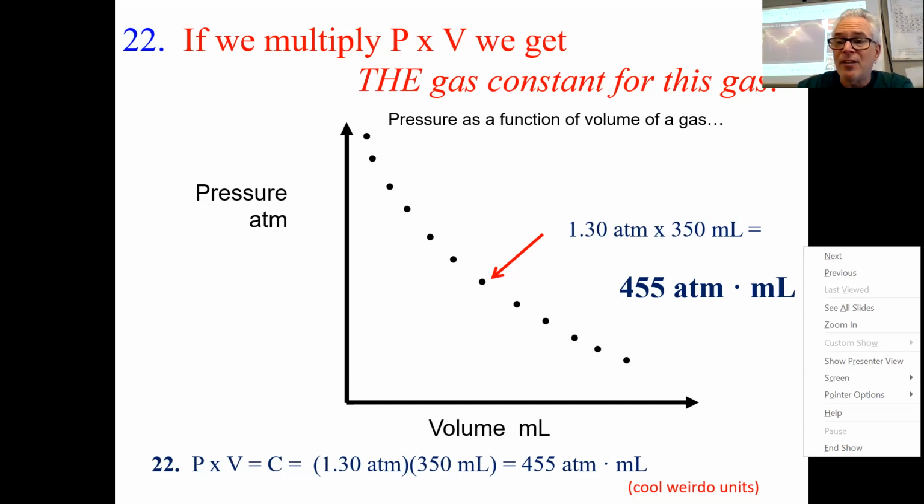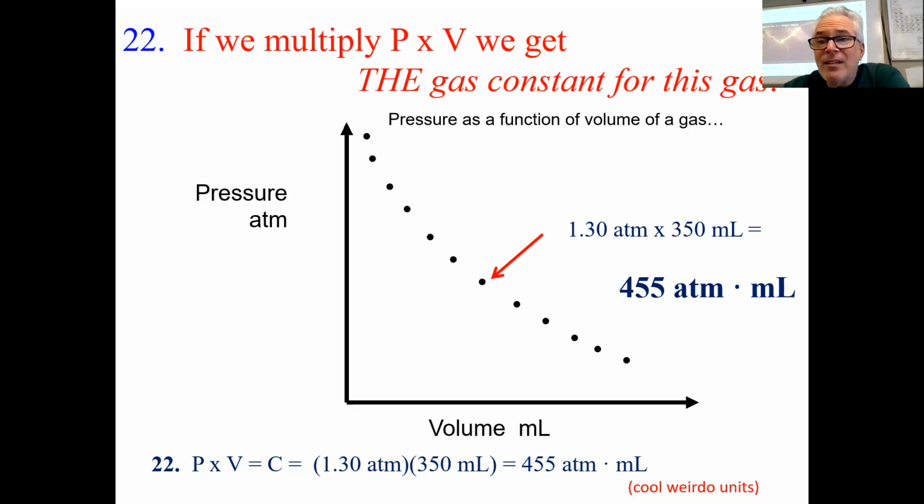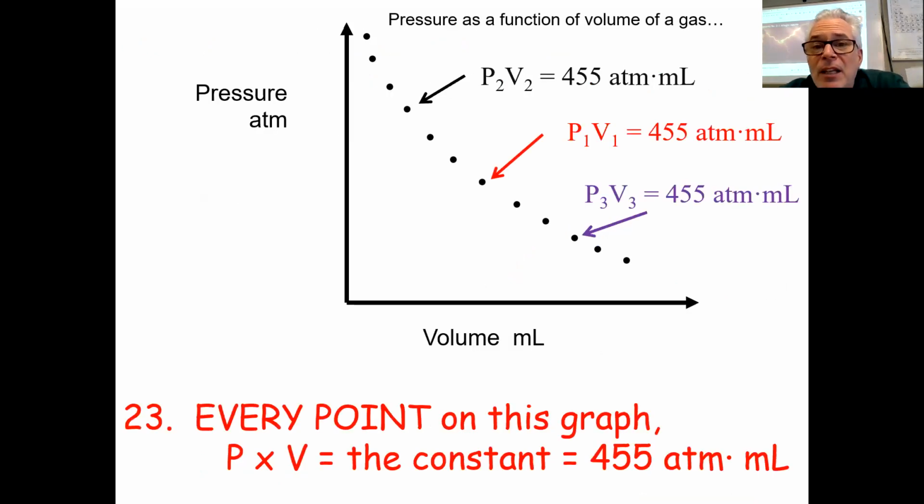But the thing is, my sample has this. Now, if I change the pressure or change the volume, pressure times volume is always going to equal itself. So watch what happens. If I have P2V2, pressure times volume up there, higher pressure, lower volume, it has to equal 455 atmosphere mLs. P3V3 at the bottom, look, I have very low pressure and much bigger volume. It's also got to equal 455 atmosphere mLs.